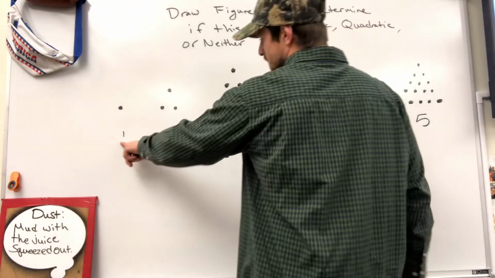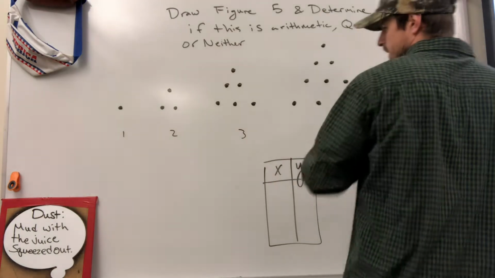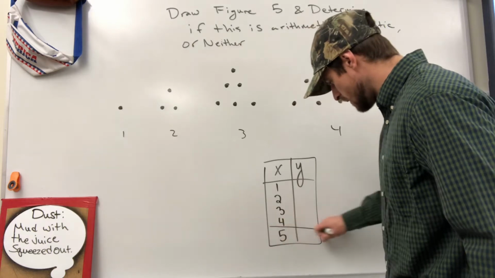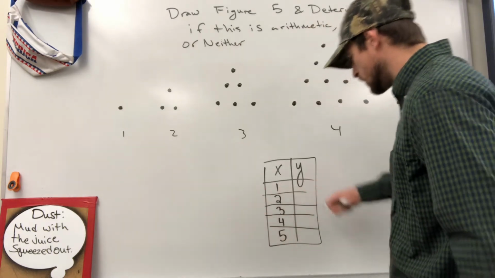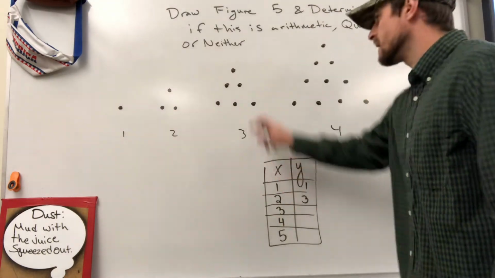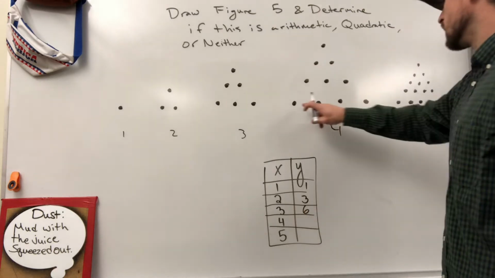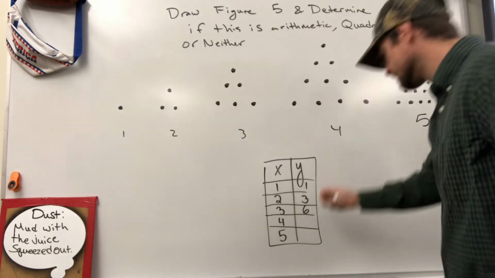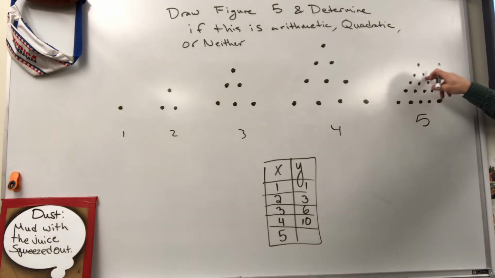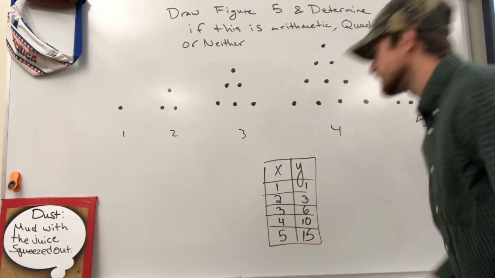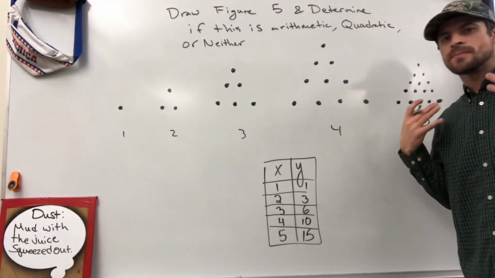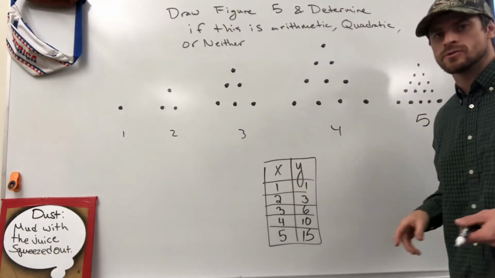Our X is just going to be which diagram it is, so 1, 2, 3, 4, and 5. And then we're going to say how many dots we have in each one. I've got 1 dot in the first one, I have 3 in the second, then I bump it all the way up to 6, then we go 4, 5, 6, 7, 8, 9, 10, and then 11, 12, 13, 14, 15 total. So now what I've done is take a pattern that was given just as a picture and turn it into a table of values.